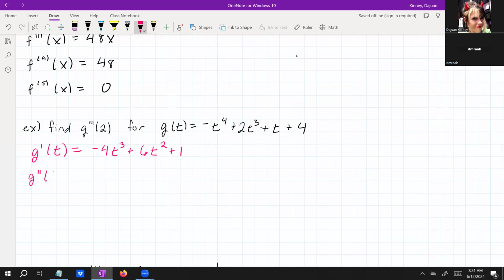G double prime of t. If I were to plug the 2 in now, I would get g prime of 2, which doesn't tell me what I want. And then if we try to take the derivative of that, it's a constant, so it zeroes off, and we would get a wrong answer. Bring this down, I get negative 12t squared plus 12t. The 1 is a constant, it leaves.